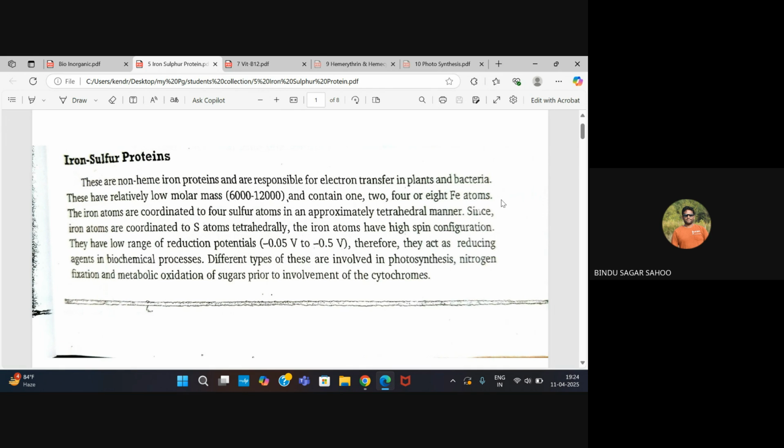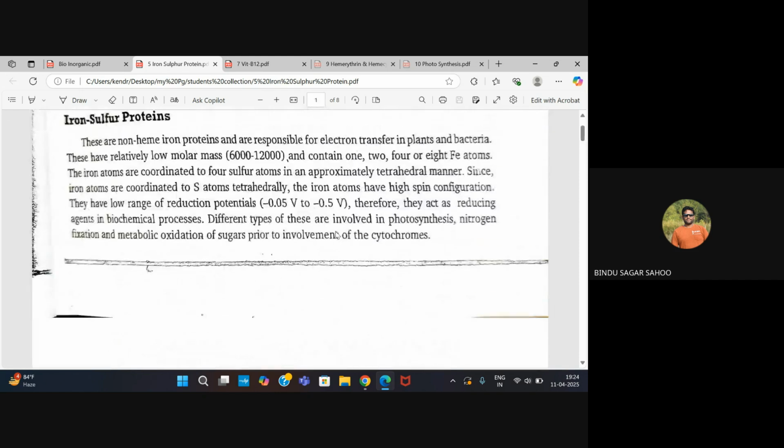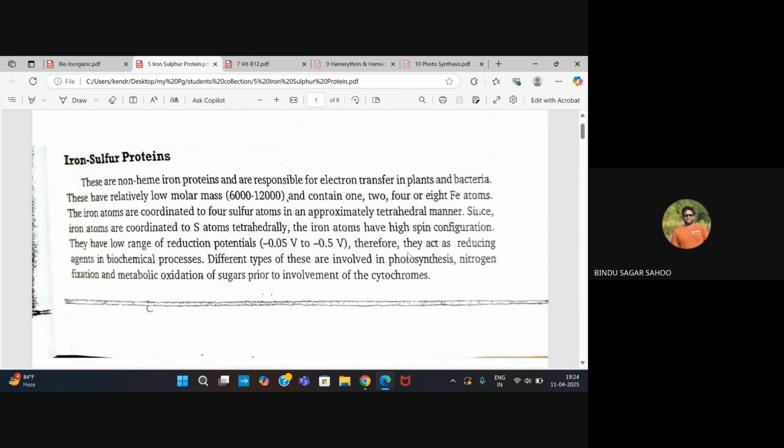In between these iron atoms, some sulfur atoms are also present, and the arrangement is approximately a tetrahedral structure. You can see the structures also. Iron is coordinated on four sides by different sulfur atoms, forming a tetrahedral structure like that. We'll discuss this, but first you need to remember these things.